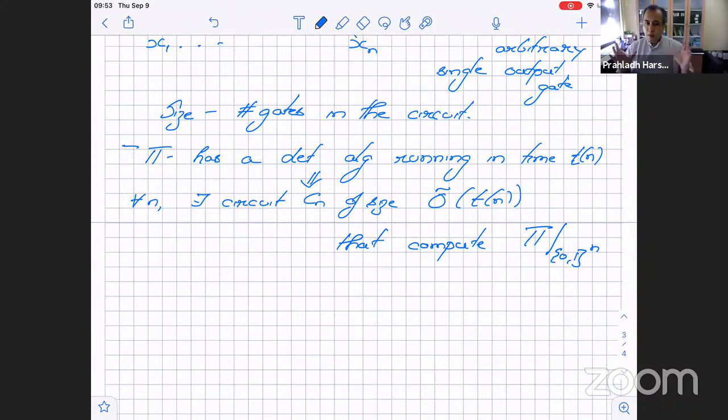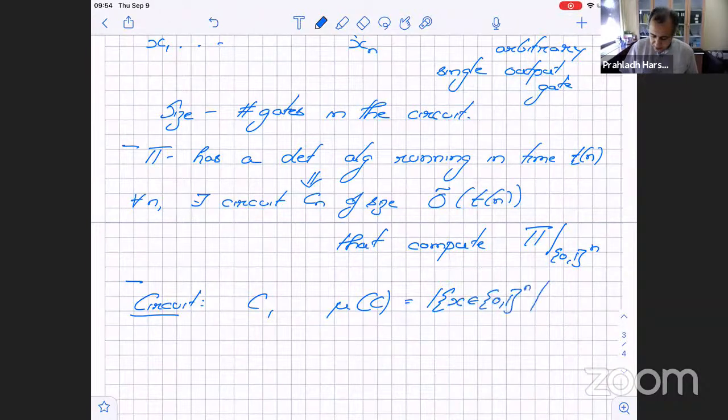And circuits, the complexity of a circuit for us: there will be n input gates, there will be one output gate. It's a directed acyclic graph. And the size of the circuit is basically the number of gates in the circuit. Now, given a circuit C, we're going to talk about mu of C. Mu of C is just the fraction of inputs on which the circuit is going to take the value 1. So it's basically the size of the set of all x in {0,1}^n such that C of x is equal to 1, divided by 2 to the power n.